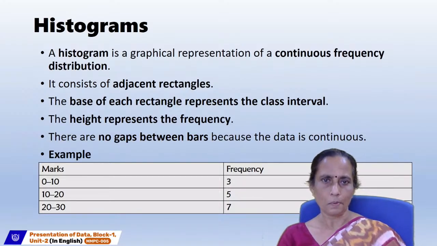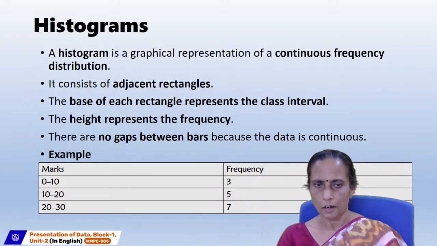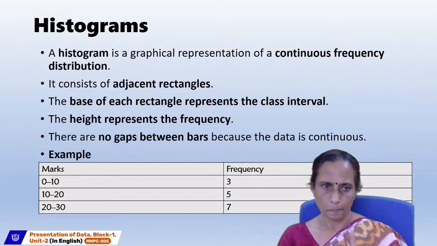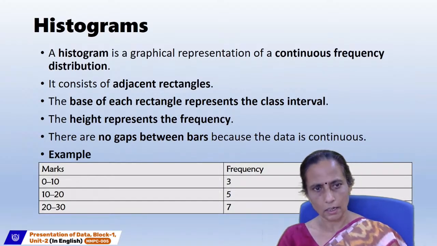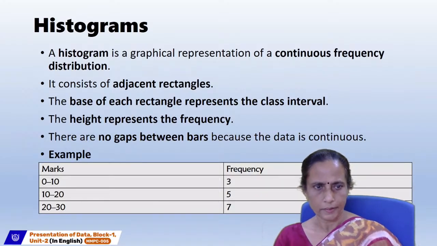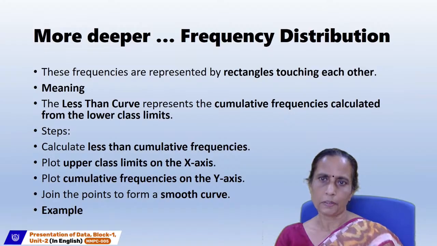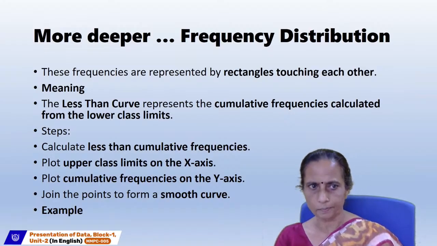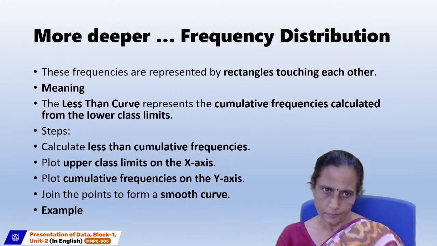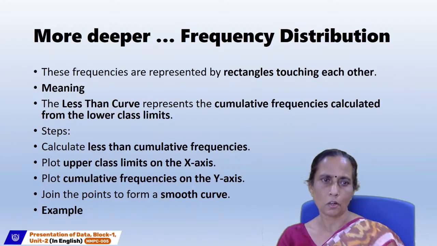So next is your histogram, which plays a major role in statistical representations. A histogram is a graphical presentation of a continuous frequency distribution. It consists of adjacent rectangles. The base of each rectangle represents the class interval. The height represents the frequency, and there are no gaps between the bars. Suppose this is my frequency table, 0 to 10; then my graph will be represented in rectangles touching each other.